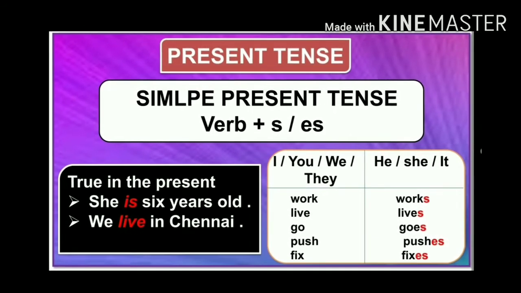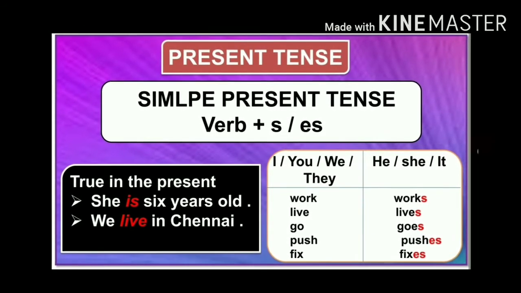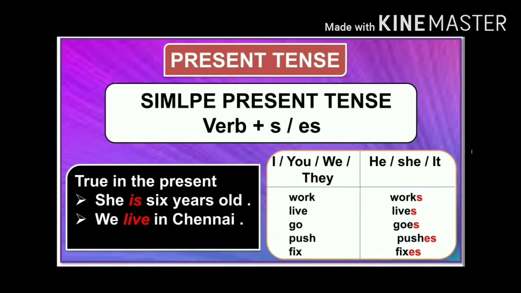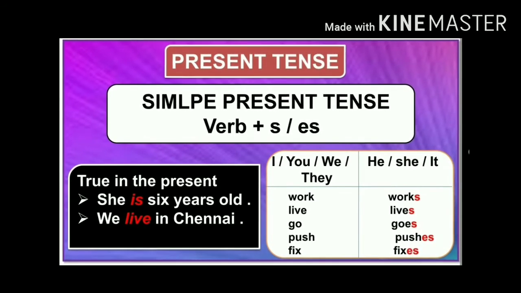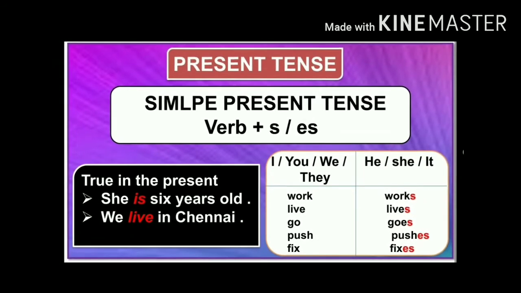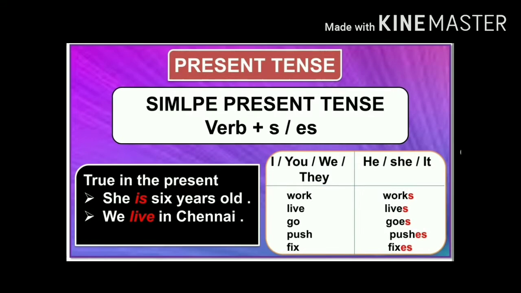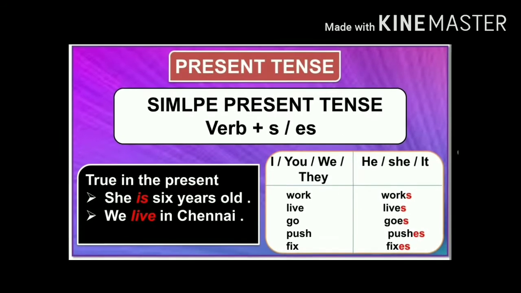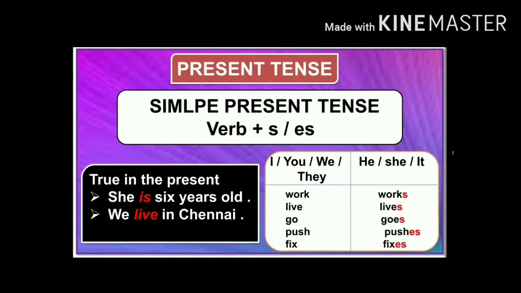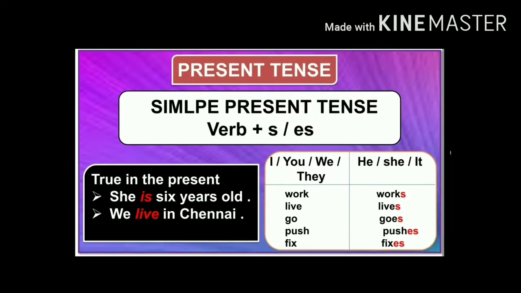So, look at the tabular column. For the first person I, second person you, and the first person we, and third person they, that is, for the plural person, we have to use base form of verb. For the third person, that too for the singular persons, we have to use verb plus s or es.